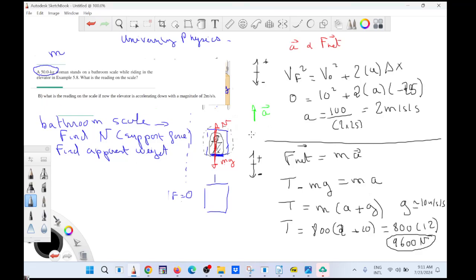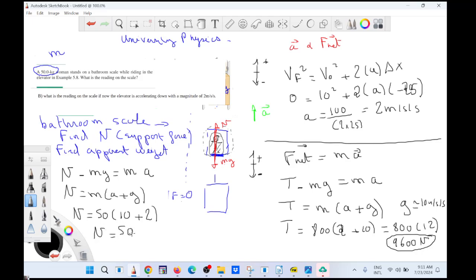Now I can apply Newton's second law again. The normal force minus the weight equals the mass of the lady times acceleration. The acceleration is 2, and we take up to be positive. So the normal force will be m times (a plus g). The lady is going to feel heavier. The mass of the lady is 50, times 10 plus the acceleration, which is 2.